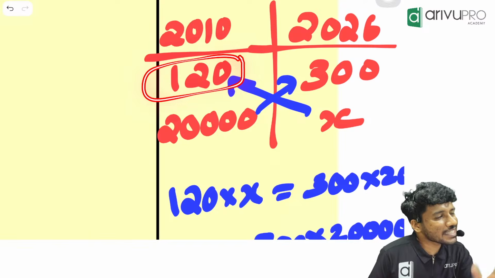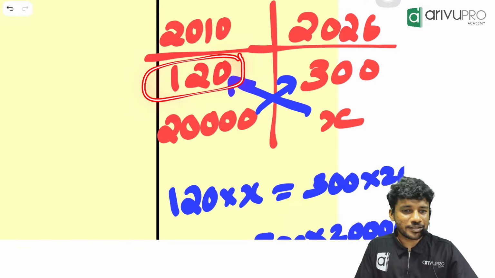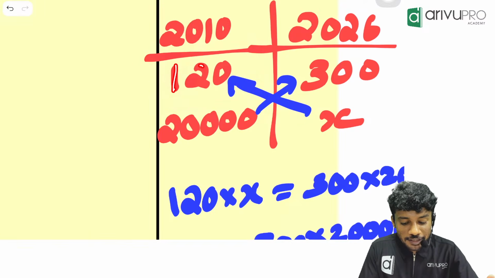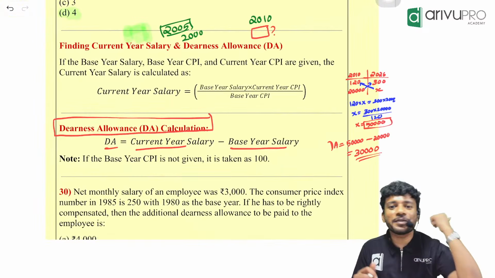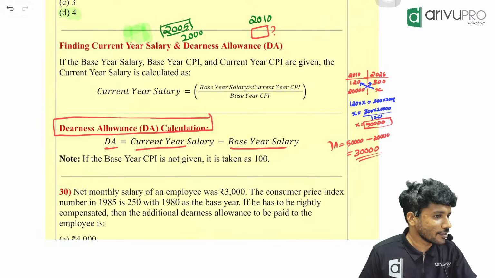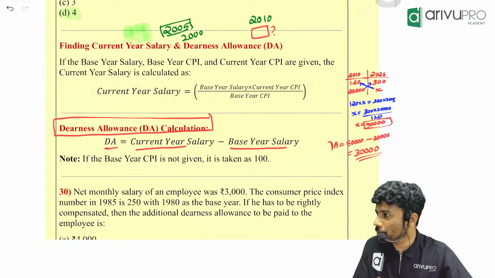Now, sometimes they will not give us the index of the base year. They will not mention that index in the base year. We should write it as what then? 100. If the base year index is not given, we will mention it as 100. Keep that in your mind. That is very important.